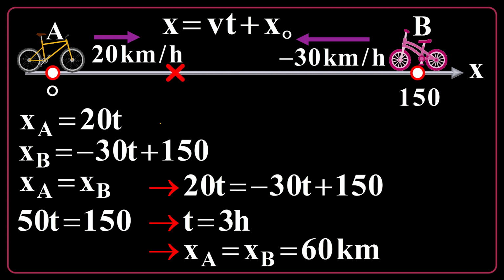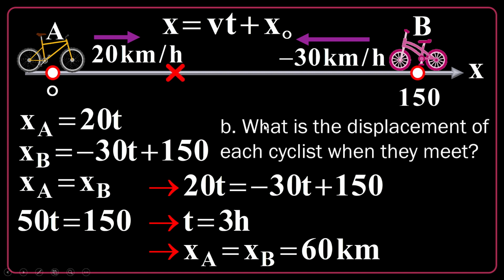Part B is very interesting. Look at that. What is the displacement of each cyclist when they meet? Displacement is very important. It is different from position. Look at A. A starts from here and goes to the right, and as the meeting point is at x equals 60, the displacement of A is also 60 kilometers, positive 60. What about B? It is different.